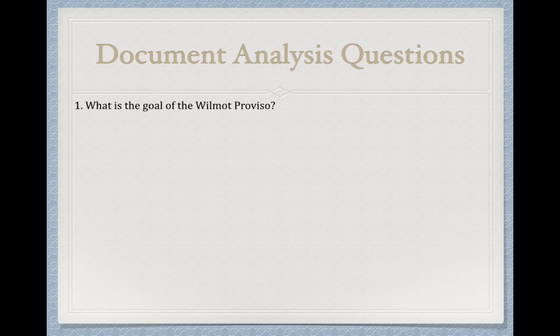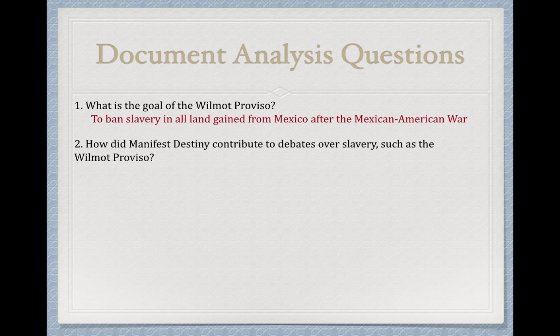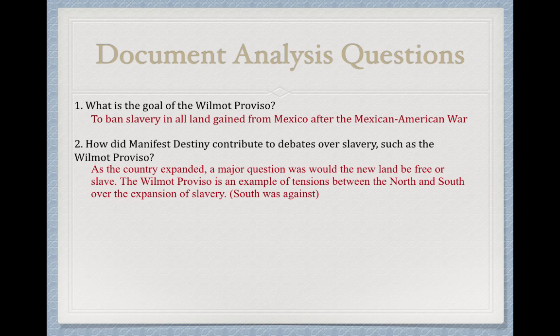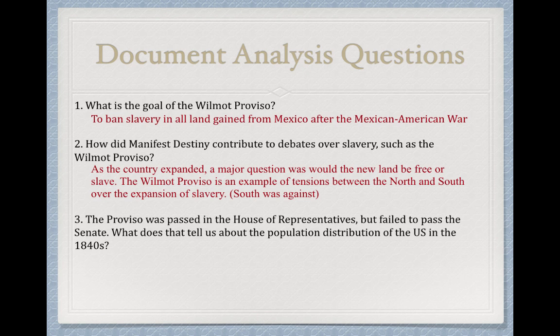So let's look at some document analysis questions. The goal of this is to ban slavery in all land gained from Mexico after the Mexican-American War. Now, another topic that is tied into the Wilmot Proviso is manifest destiny, this belief of expanding from coast to coast. How did that contribute to debates over slavery, such as the Wilmot Proviso? Well, as the country expands, a major question was, would this new land be free or slave? And that was a question in the Louisiana Purchase, and it's certainly a question in the Mexican Cession. So the Wilmot Proviso is an example of tensions between the North and the South over the expansion of slavery. And as you know, the South was against it.